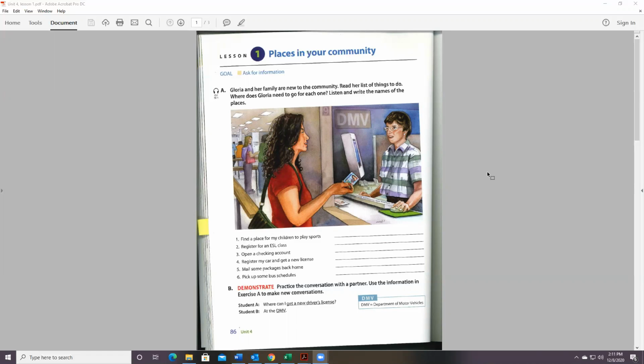Okay, so the list of things that she needs to do, las cosas que tiene que hacer, are right here, numbers 1 through 6. Number 1, find a place for my children to play sports. Number 2, register for an ESL class. Number 3, open a checking account. Number 4, register my car and get a new license. Number 5, mail some packages back home. And number 6, pick up some bus schedules.